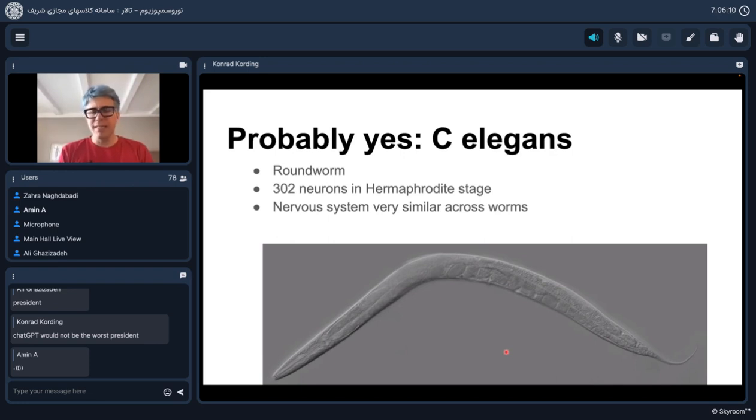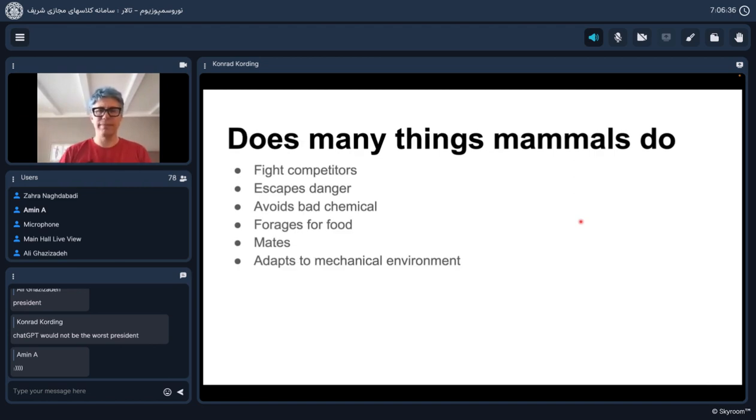So here's C. elegans. It's a roundworm. It has 302 neurons in the hermaphrodite stage. The nervous system is very similar across worms, so much so that each of these 300 neurons has a name, and you can label them, and they have the same color in every worm. And so we really understand a lot about it, and there's also evidence that the way the worms function is very similar across worms.